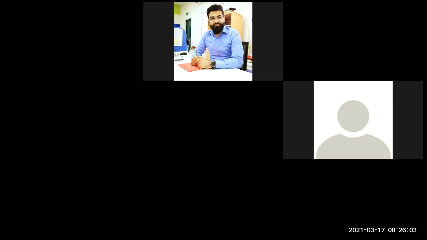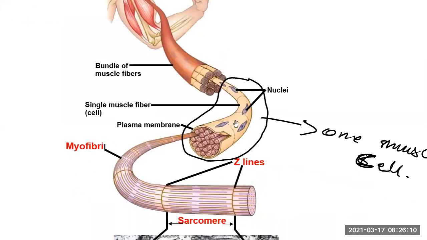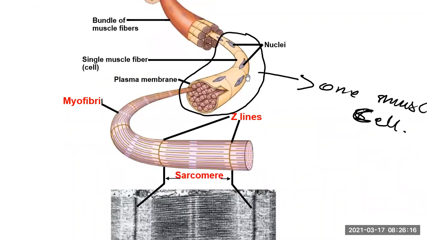Yeah. So here, as we said, the muscle has bundles of muscle fibers. Every muscle fiber is considered a muscle cell, okay? And it has multiple nuclei inside. You can see the plasma membrane of the muscle fiber, which we call the muscle cell, right? This is the plasma membrane, the cell membrane.